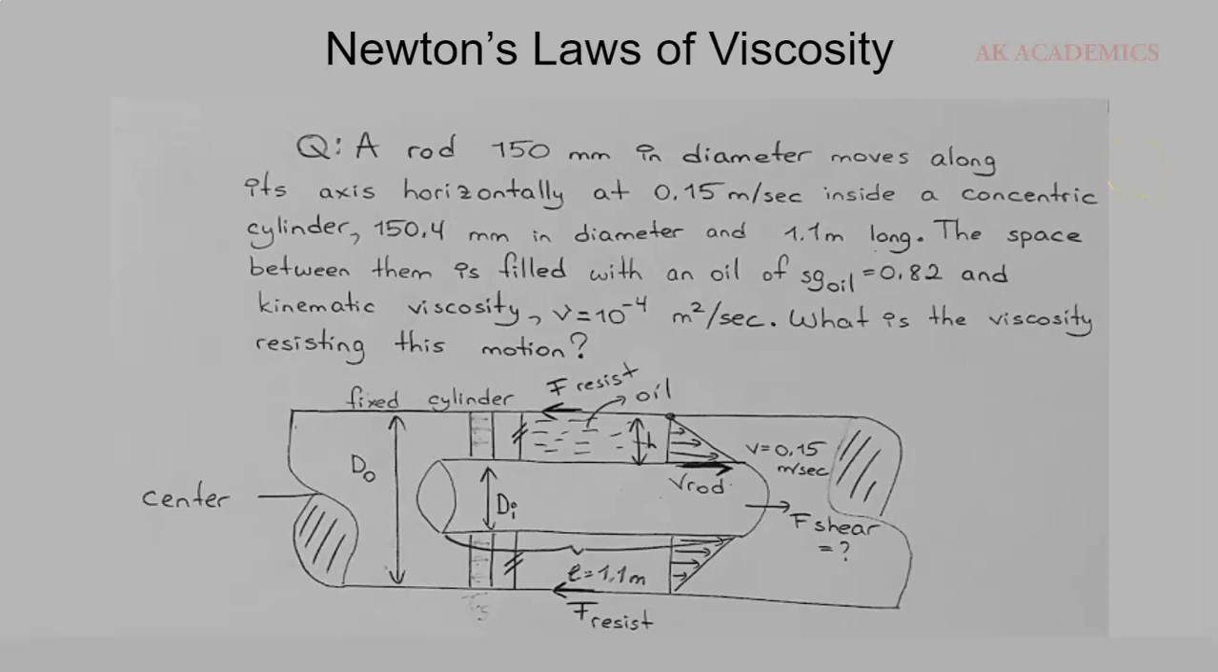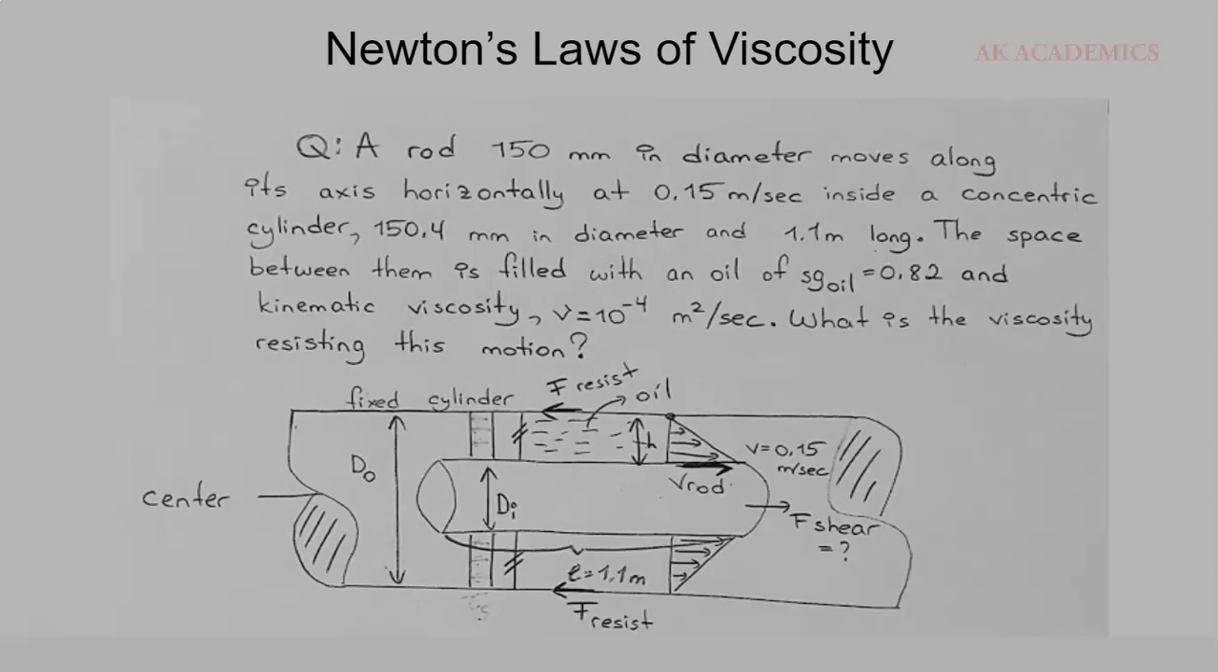The space between them is filled with an oil of specific gravity of 0.82 and kinematic viscosity of 10 raised to the power minus 4 meters squared per second. What is the viscosity resisting this motion? So we're looking for the viscosity resisting this motion. Along the line, we would certainly have to find more than the viscosity. We will find the force, we'll find the viscosity, and a couple of other parameters along the line. So let's see exactly how this question can be dealt with.